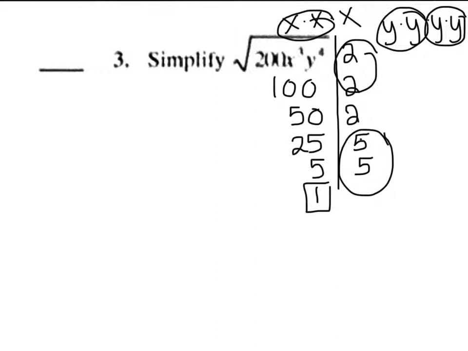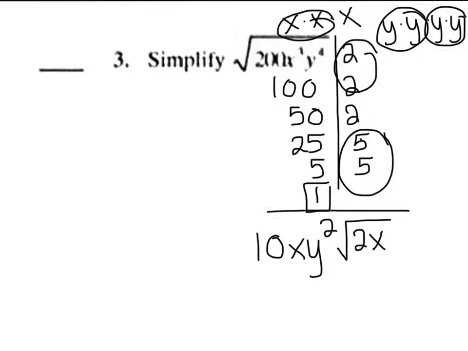Anything not circled stays inside the radical house. Well, I have 2 and a 5 circled, so that makes 10. I have 1 pair of x's circled, so that's 1x. And then I have 2 pairs of y circled, which means y squared. And then it's times the square root. I look for what's not been circled, which is a 2 from the chart, and our x. So here's the correct answer.